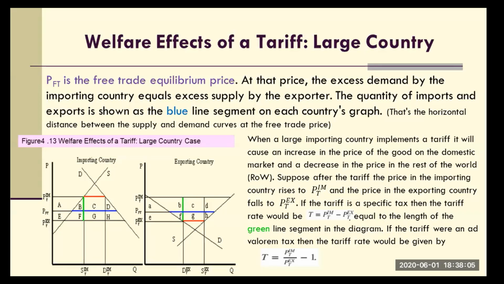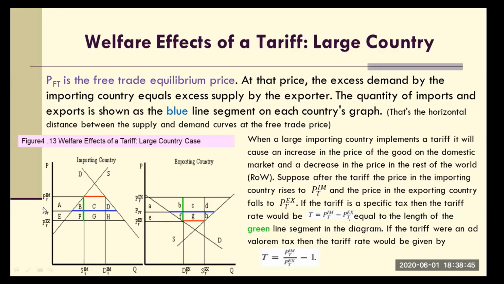In the diagram, the welfare effect of a tariff in the large country case is what we are looking at here on the PowerPoint slide. So when a large importing country implements a tariff, it will cause an increase in the price of a good in domestic markets, and a fall for the rest of the world. Suppose that after the tariff, the price in the importing country rises to PTIM, the price with tariff in the importing country, and the price in the exporting country falls to PTEX.